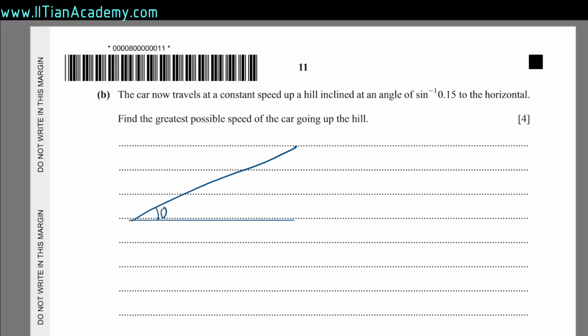So we have angle theta here. We have our car over here. We have an engine force, some driving force, let's say Fe. We have the weight, and we will have the resistive force.